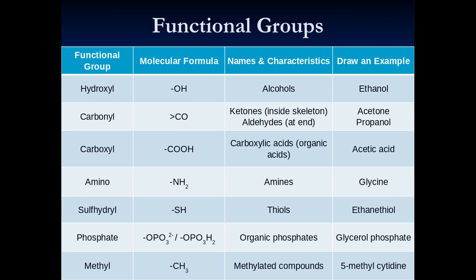Carboxyl is the carboxylic acids, and amino with the amines. Both of those are found in amino acids. Sulfhydryl are found in proteins, phosphate in DNA and ATP, and methyl groups, you can find them a lot of different places, anything with a methylated compound inside of them.